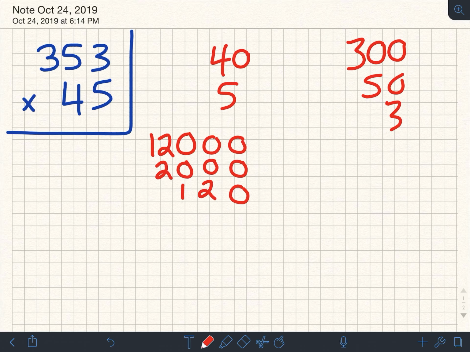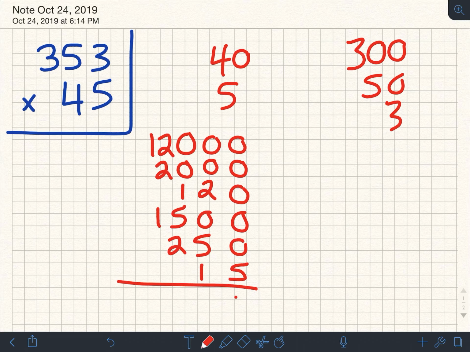Now we have to do 5 times those 3 numbers and then keep adding to the list. So 5 times 300 would be 5 times 3 is 15 with 2 zeros at the end. Make sure to keep all your place values nice and neat. 5 times 50 would be 5 times 5, you get 25 with a 0 on the end. That would be 250. And then the last one is 5 times 3, which is 15. Then we add all these numbers up.